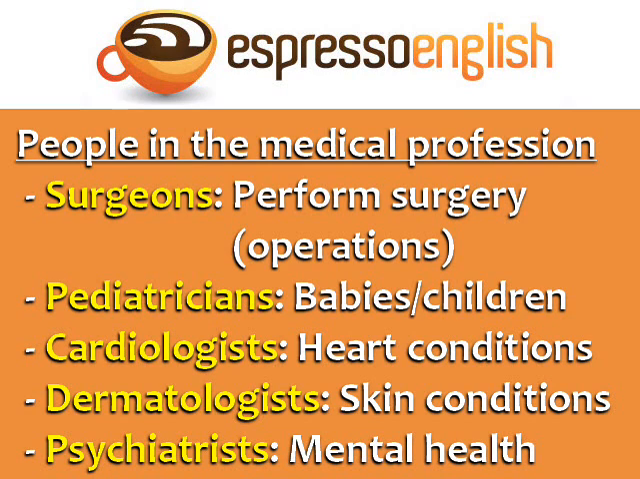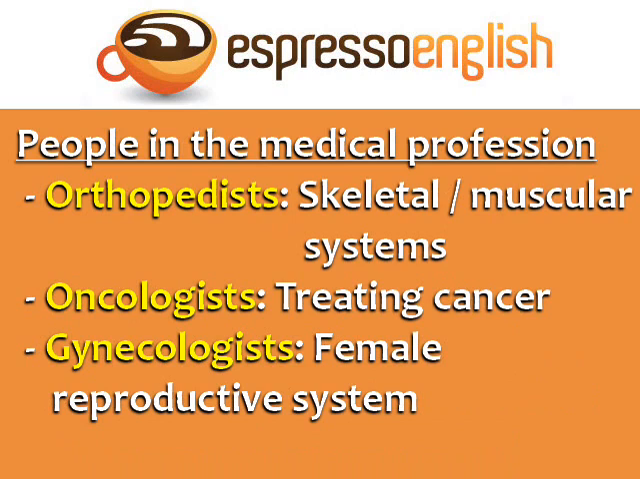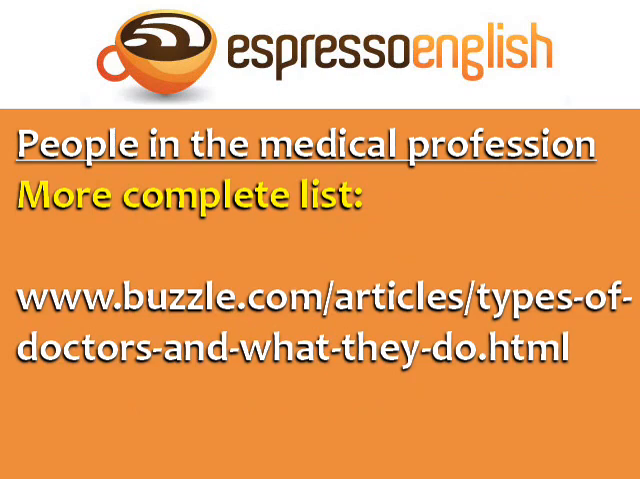Cardiologists specialize in heart conditions. Dermatologists specialize in skin conditions. Psychiatrists specialize in mental health. Orthopedists specialize in the skeletal and muscular systems. Oncologists specialize in treating cancer. And gynecologists specialize in the health of the female reproductive system. For a more complete list of specialists, visit this link.